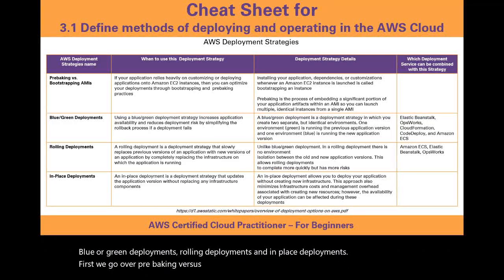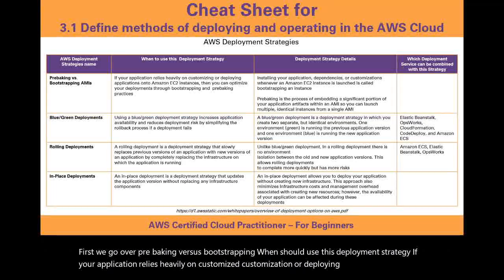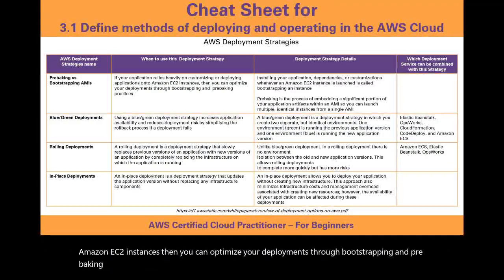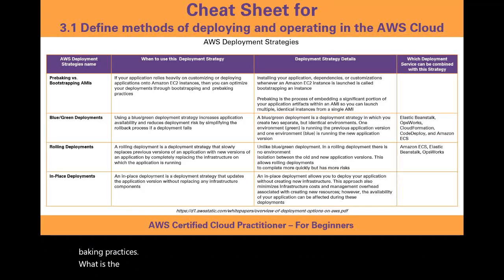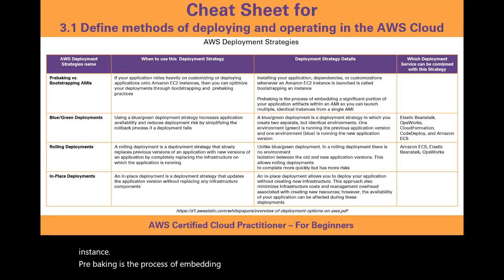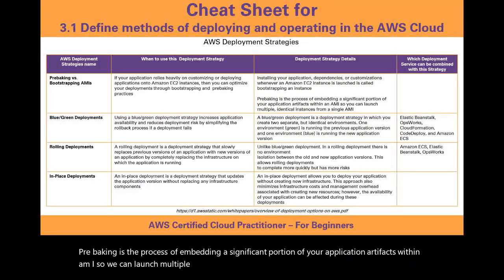When should you use this deployment strategy? If your application relies heavily on customization or deploying applications onto Amazon EC2 instances, then you can optimize your deployments through bootstrapping and pre-baking practices. What are the deployment strategy details? Installing your application dependencies or customizations whenever an Amazon EC2 instance is launched is called bootstrapping an instance. Pre-baking is the process of embedding a significant portion of your application artifacts within an AMI so you can launch multiple identical instances from a single AMI.